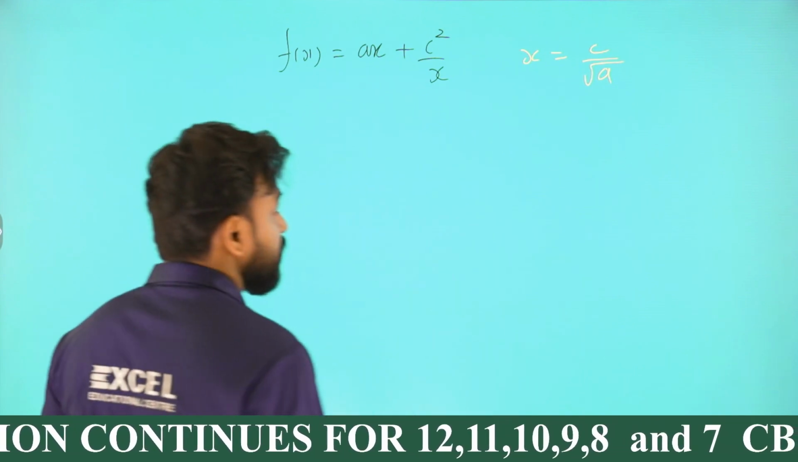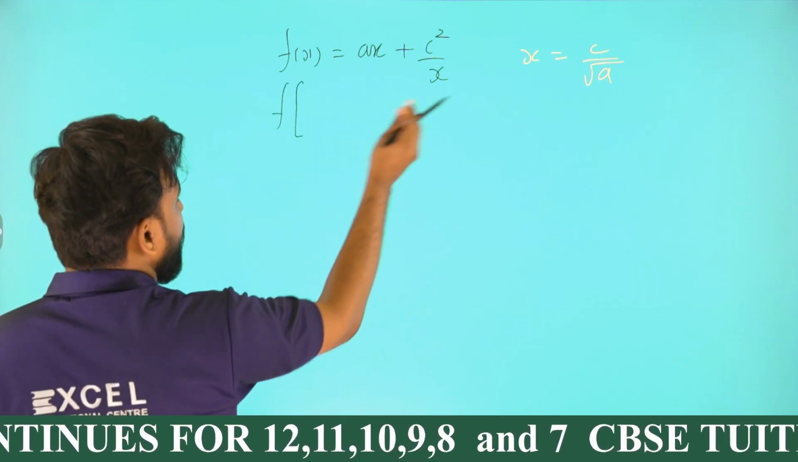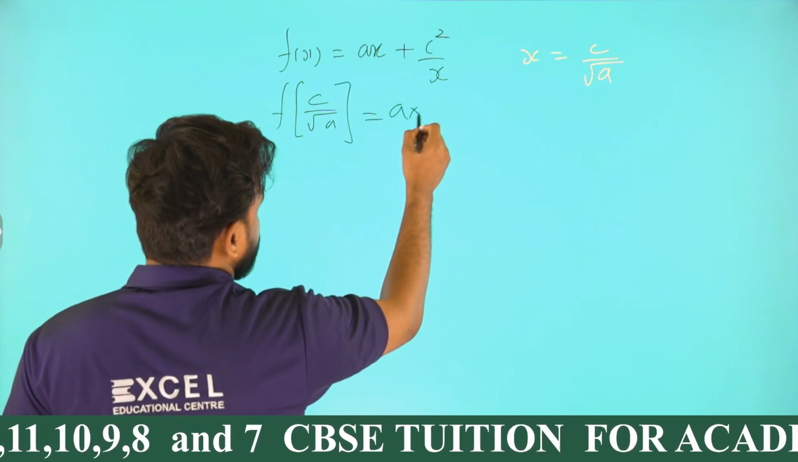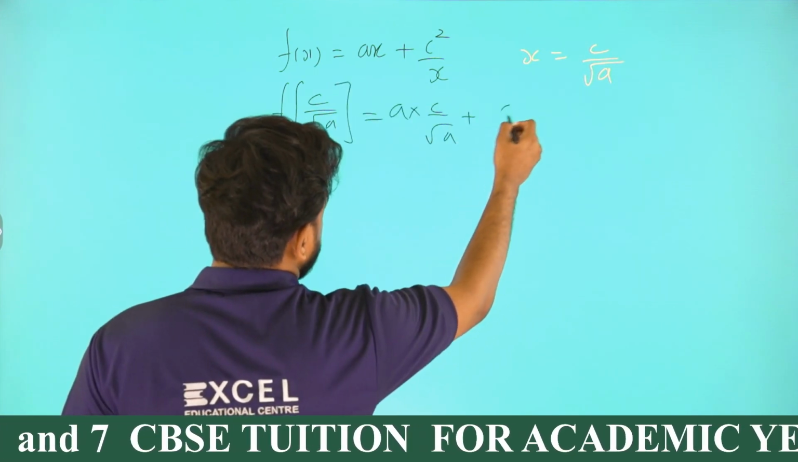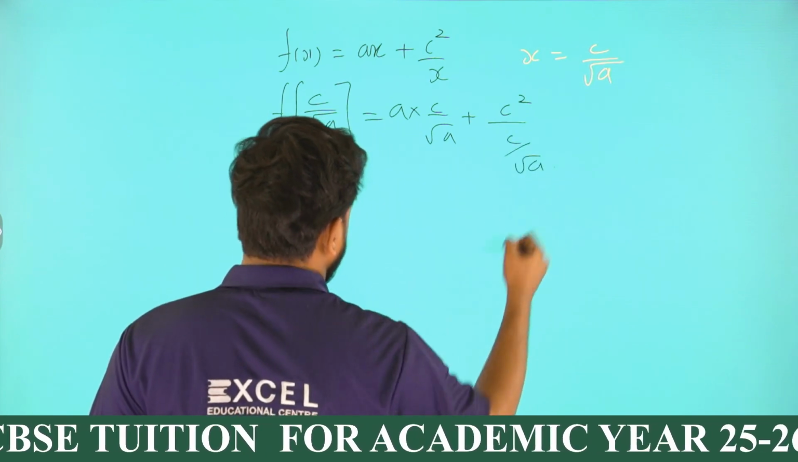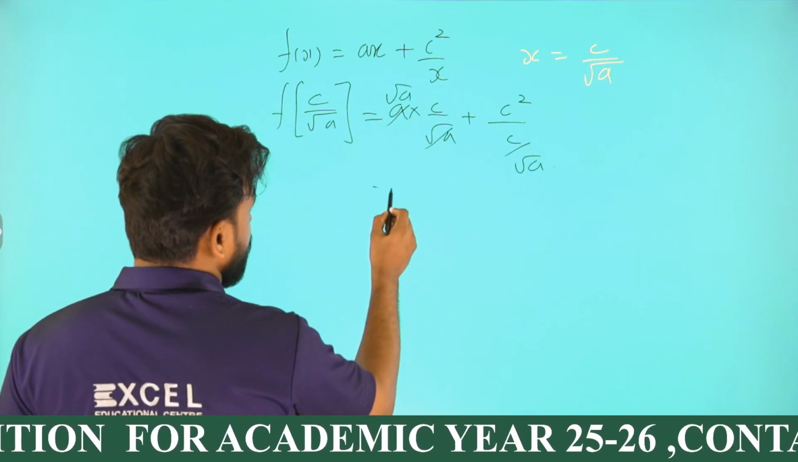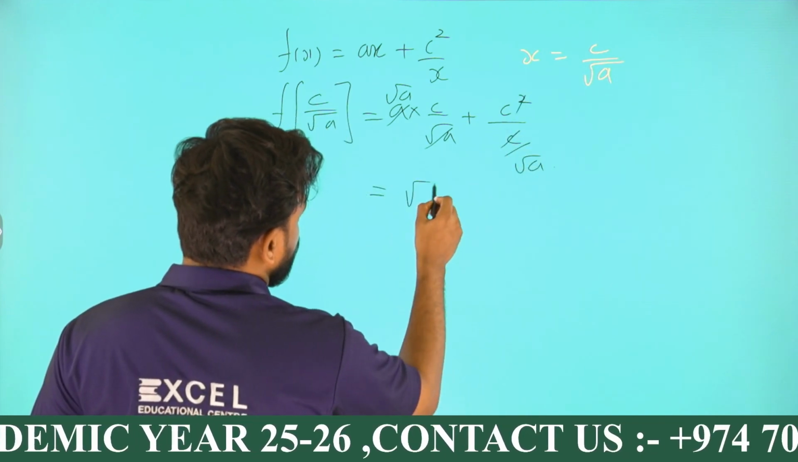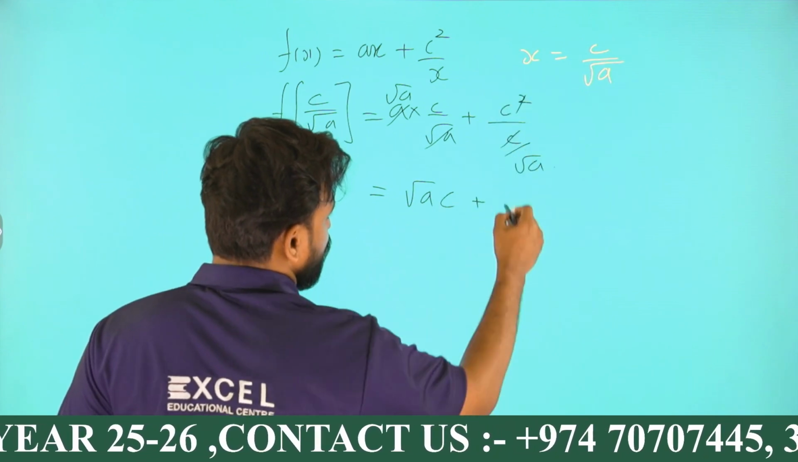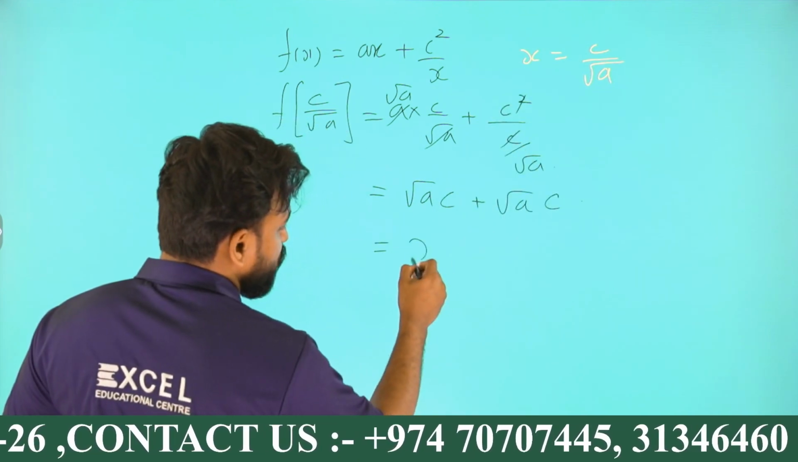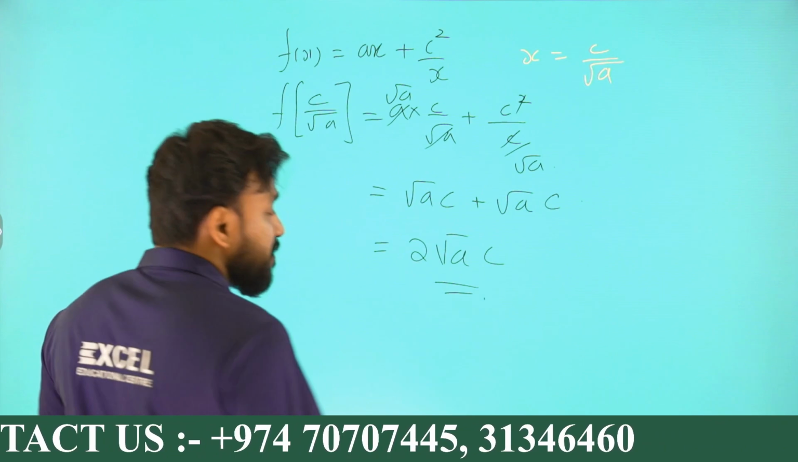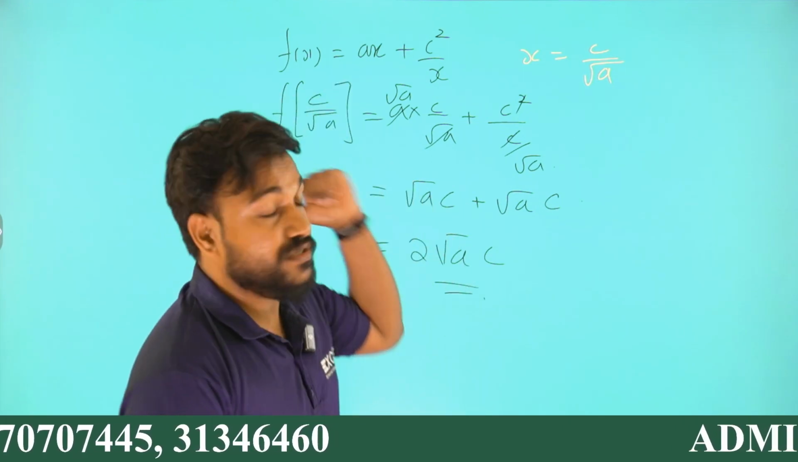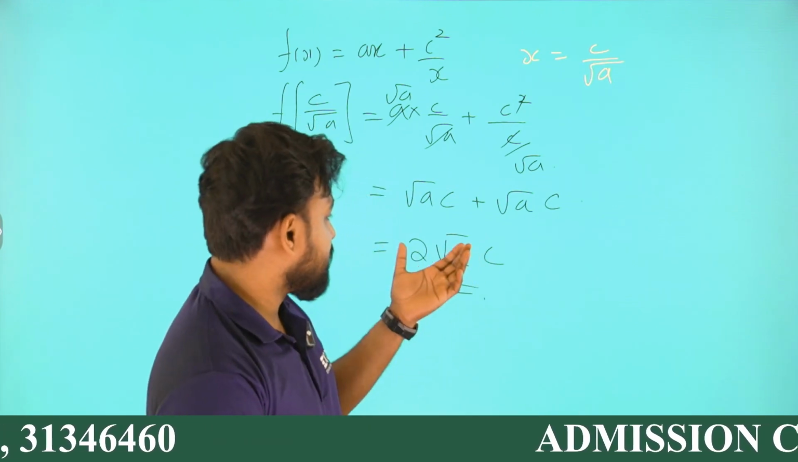At this point you have minimum, so when you put that minimum point, you will get the minimum value. So a times c by root a plus c square by c by root a. So it will be cancelled, you will get root a c, and this root a goes to the numerator, you will get root a c. You will get 2 times root a c. This is the minimum value that you can get from this function. Whatever x you are putting, this is the minimum that you can get.